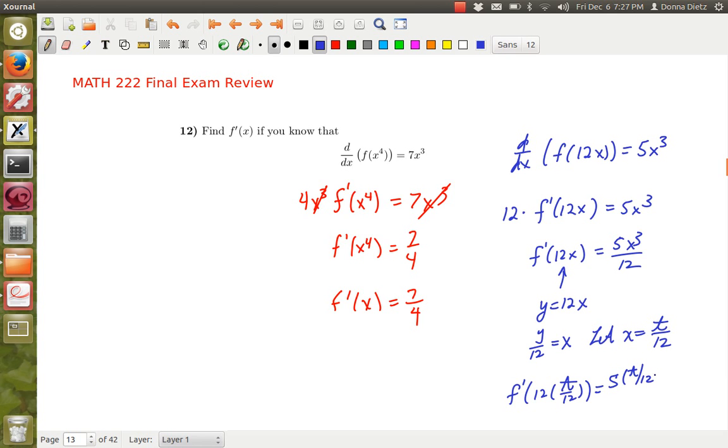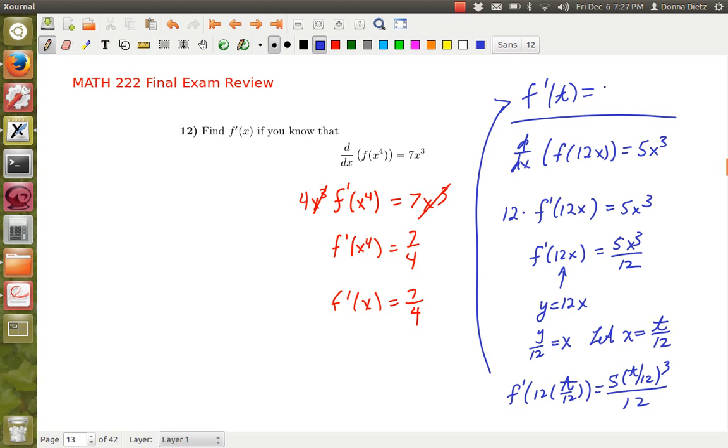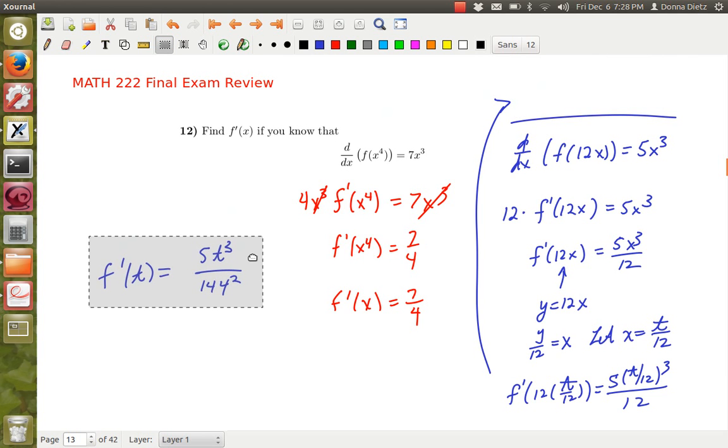T over 12 cubed over 12. And that means f prime of t, sorry about that, is equal to 5t cubed over 144, right? Because they're going to go 12 squared. Whoops. It's 12 squared. Okay, it's going to look like that. What a pain. Okay. Let me just take this piece over here.